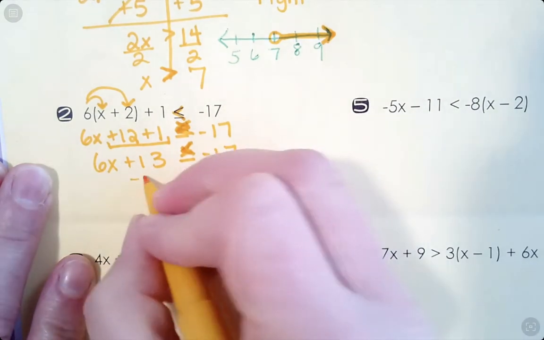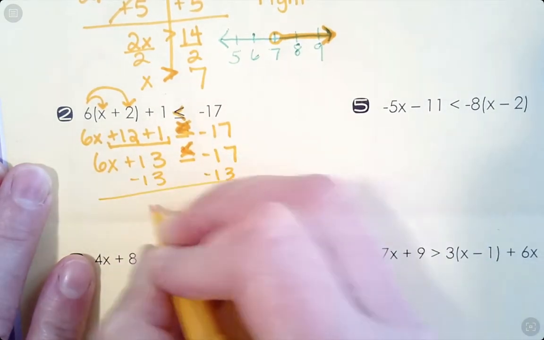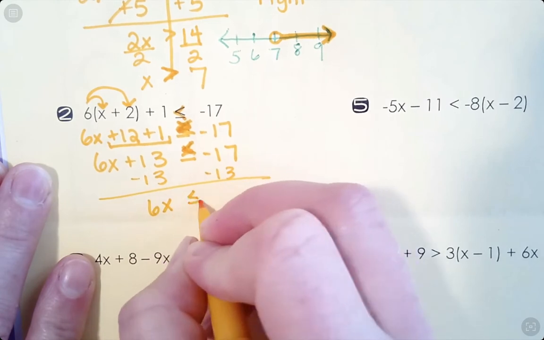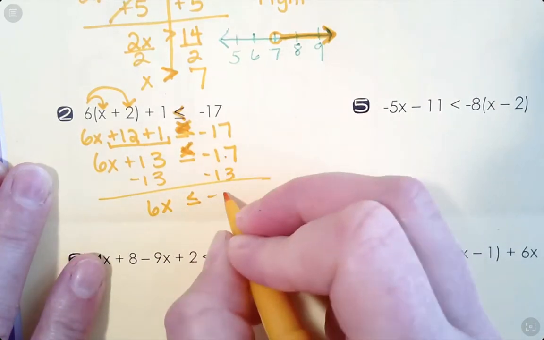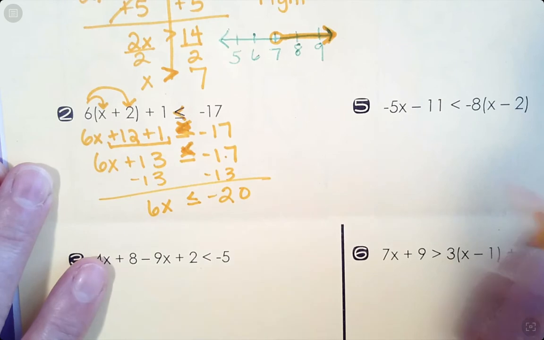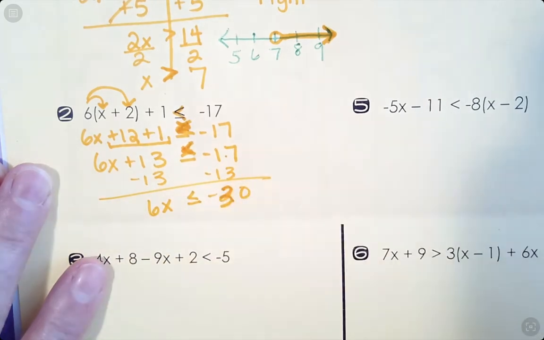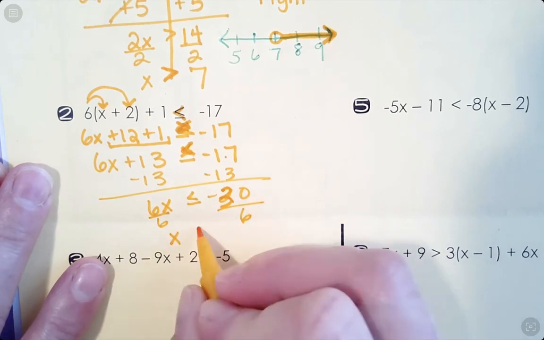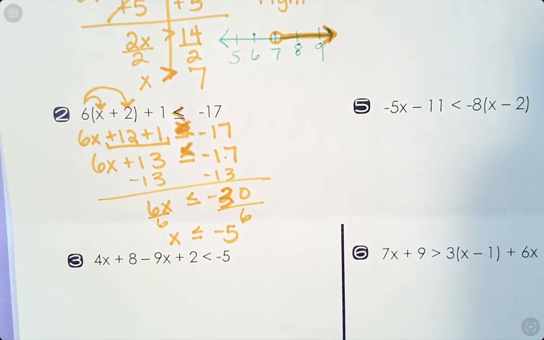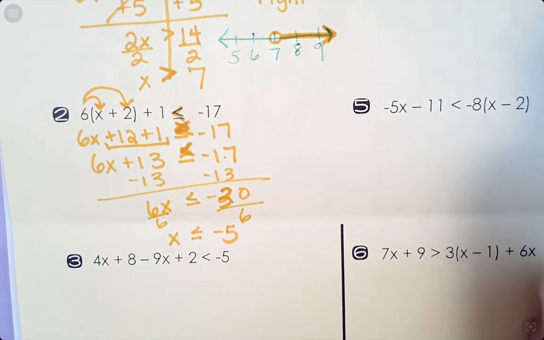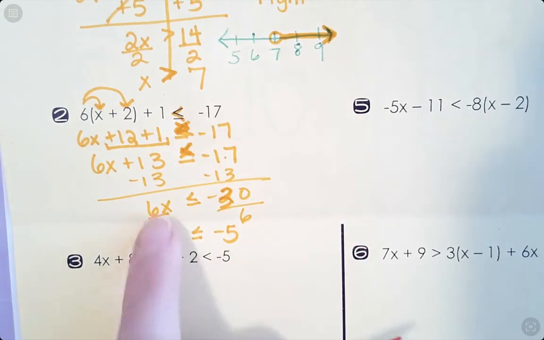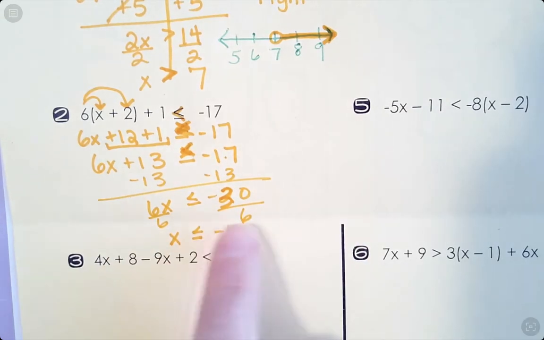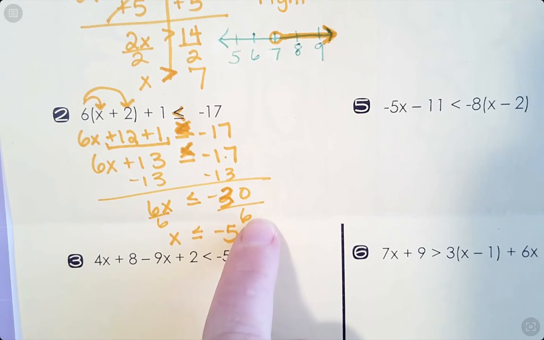All right. Minus 13, minus 13. 6x is less than or equal to negative 17 minus 13 is negative 30. Then divide by 6 all the way through. So it's x is less than or equal to negative 5. And we don't have to switch the sign because we're dividing by a positive 6. Only when we're dividing by a negative do we switch the sign.